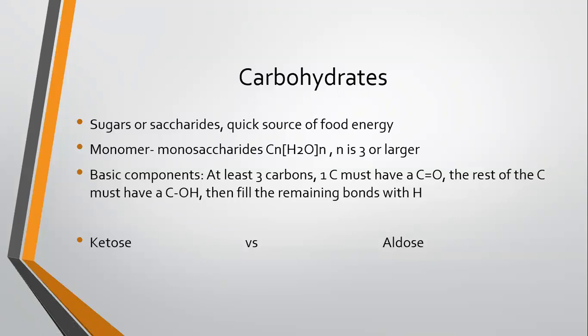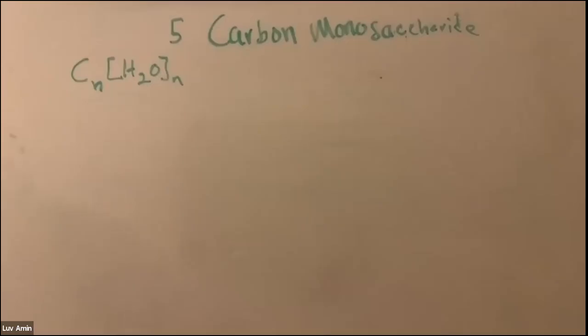The basic components of a monomer of a carbohydrate are that it has at least 3 carbons, where one of the carbons is a carbonyl, and the rest of the carbons must have at least 1 hydroxyl group. Then you fill the remaining bonds with hydrogen. So let's go through an example where we draw a 5-carbon monosaccharide.